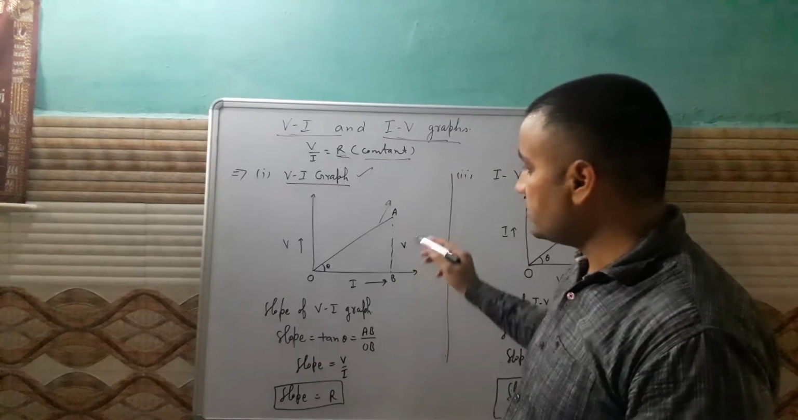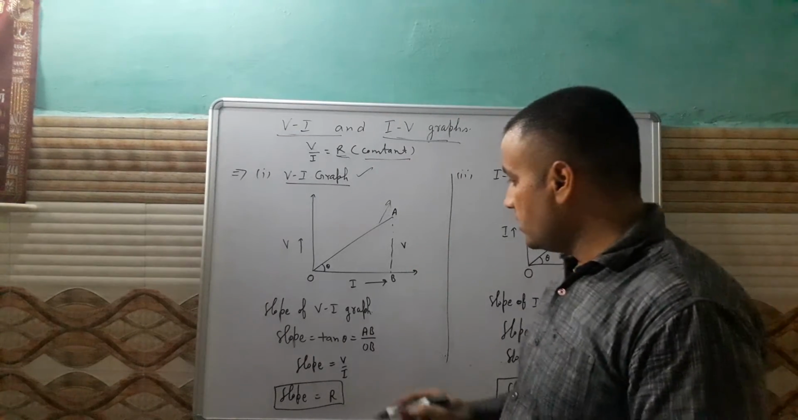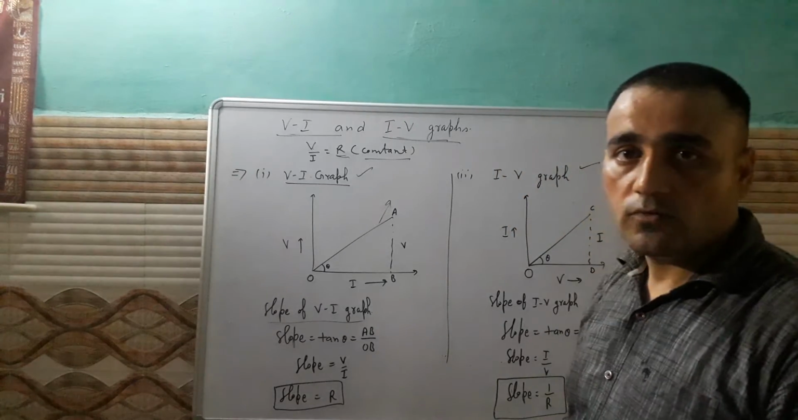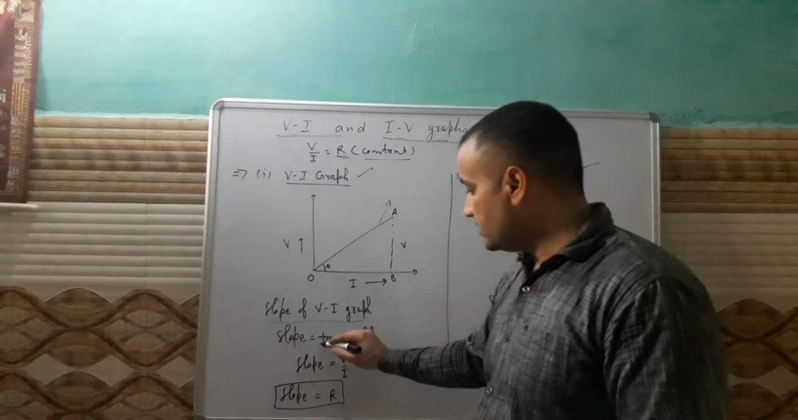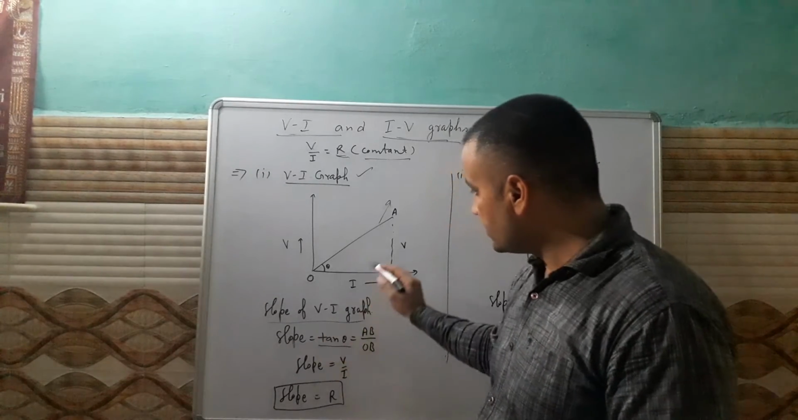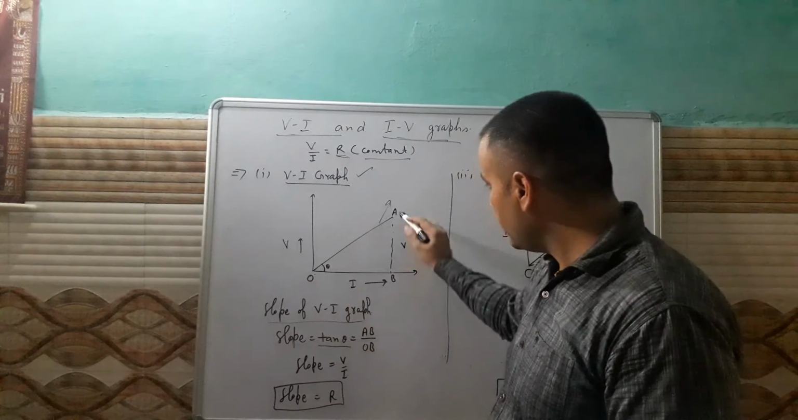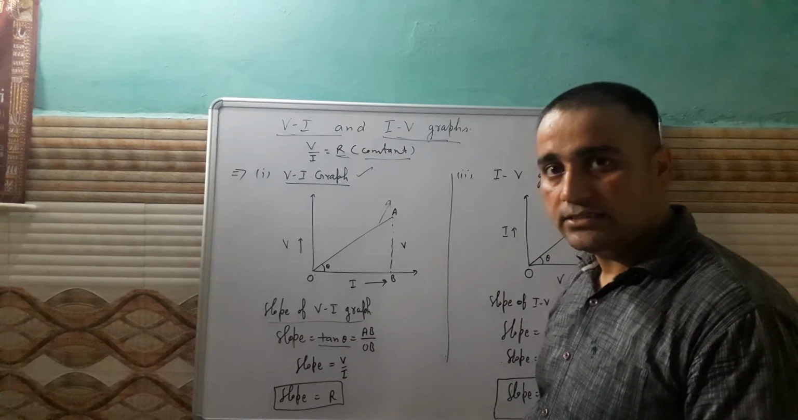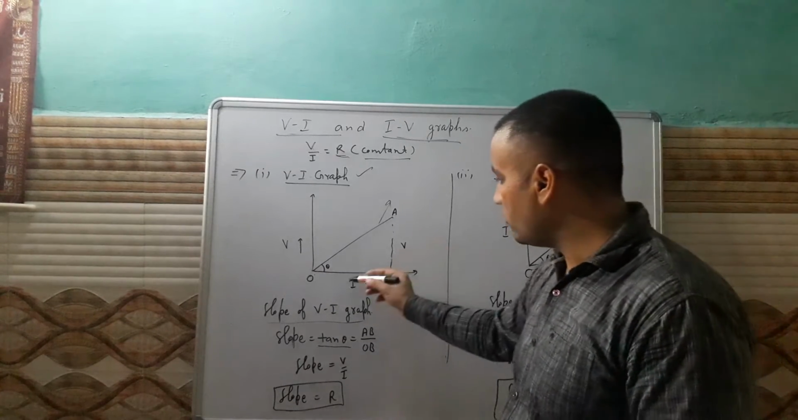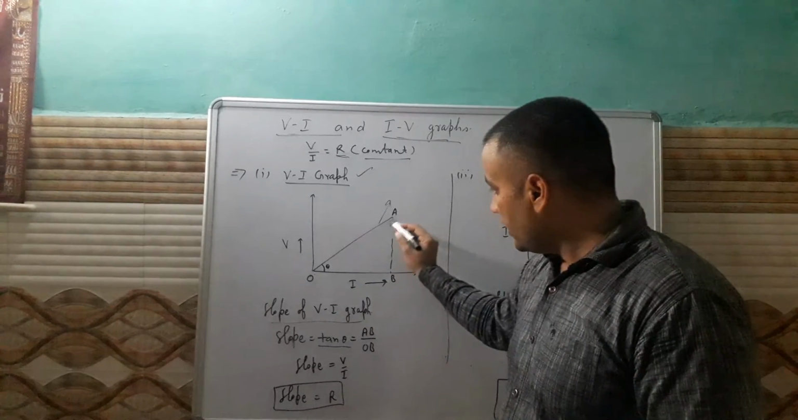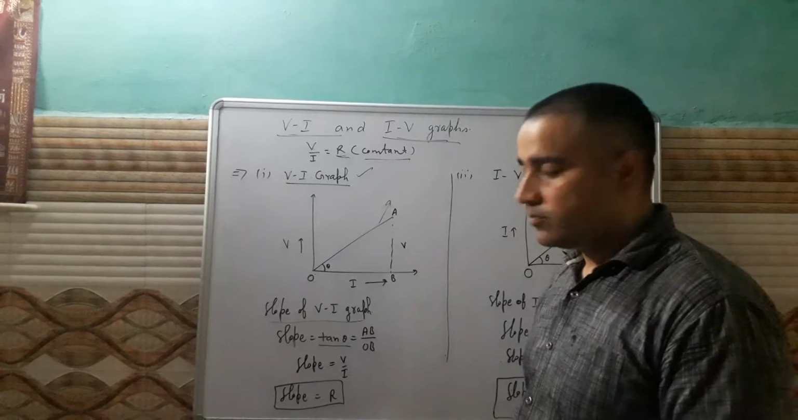So from this graph, which kind of information can we get? We can find the slope of the VI graph. As you know, we can find the slope of any graph by finding the tangent. And what is the tangent? If you are selecting a triangle OAB, then we can find the slope by finding the tangent, and tangent is the ratio of perpendicular over base. Now from triangle AOB we can find the slope.